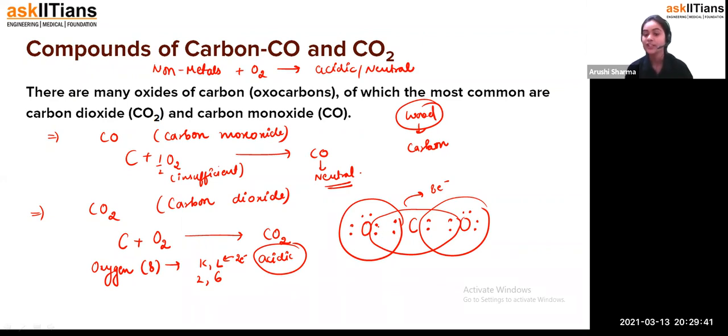But students, if you notice, when carbon and oxygen share one pair of electrons, a single bond is formed. And when two pairs of electrons are shared, it becomes a double bond. So that is the structure of CO2. And if we talk about carbon monoxide, it has only one oxygen. So how does it work?